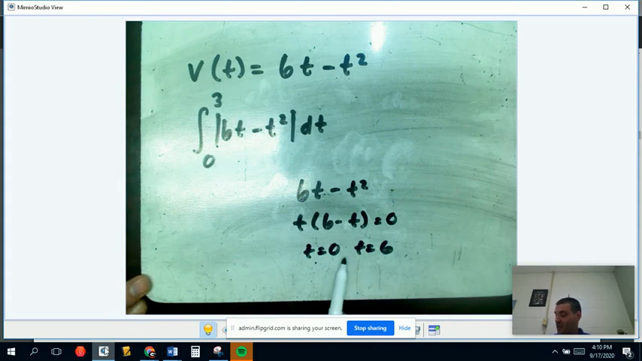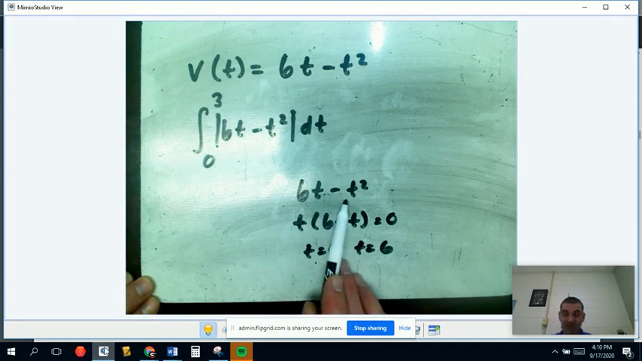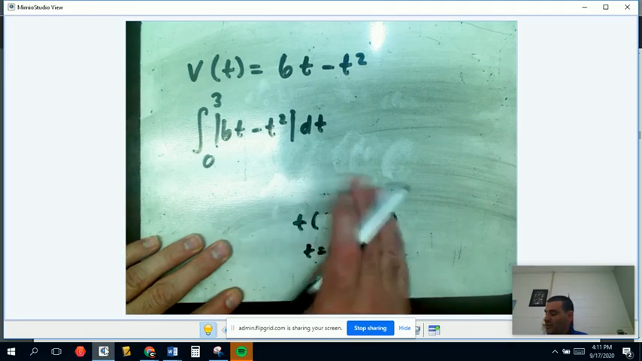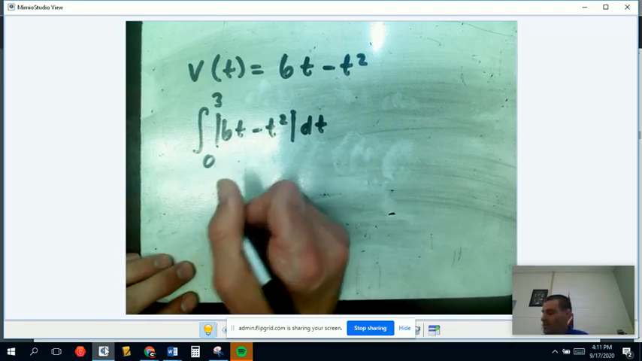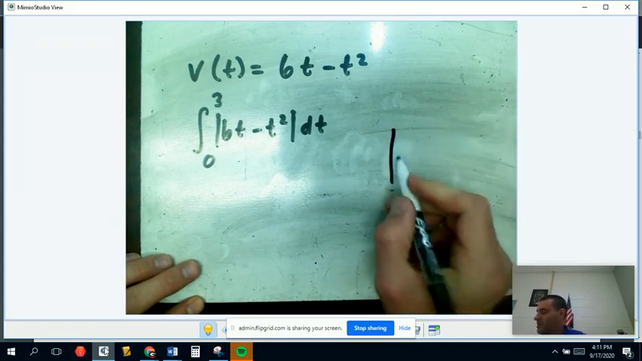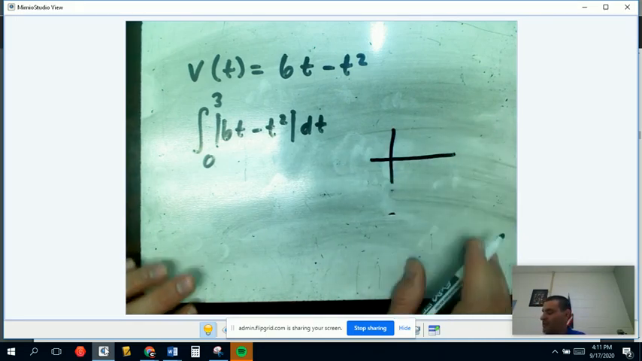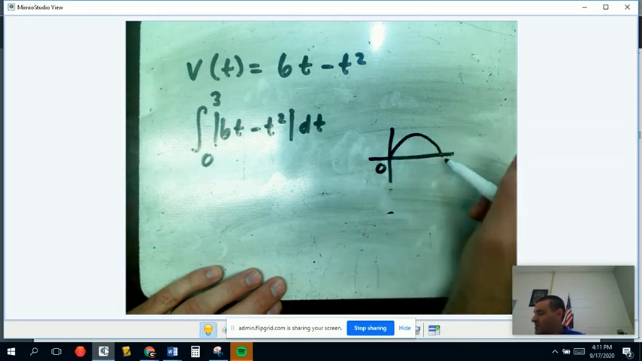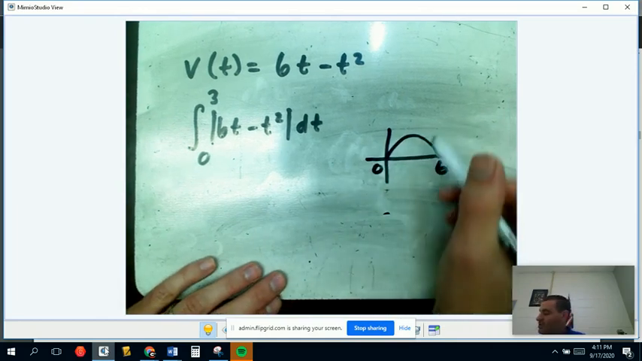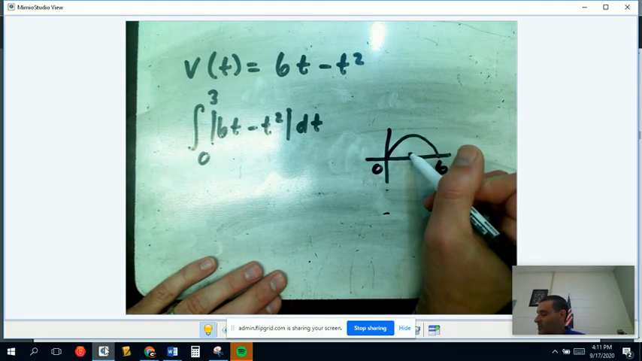If you take just some representative value, say 5, and plug it in here, 6 times 5 is 30. 30 minus 5 squared is going to be 5. That's a positive number. So this particular function is positive the whole time. I don't want to ramble too much, but this function actually looks like this from 0 to 6. And we're only interested between 0 and 3.